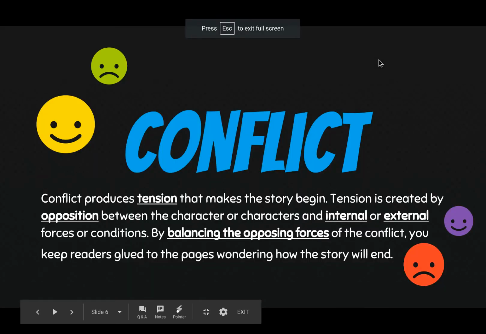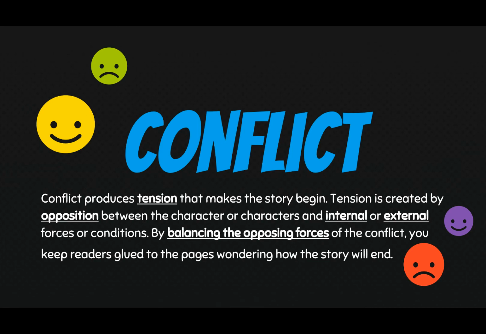The next element of a story I want to cover is conflict. Now, I just kind of mentioned conflict when I was talking about plot, but when we talk about conflict, here's our definition. Conflict produces tension that makes the story begin. So tension is things that are happening in the story that are working against one another. Tension is created by opposition between the character or characters and internal or external forces or conditions. By balancing the opposing forces of the conflict, you keep readers glued to the pages, wondering how the story will end.